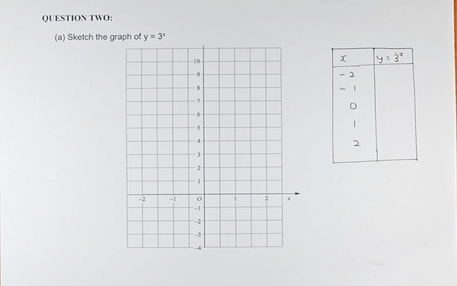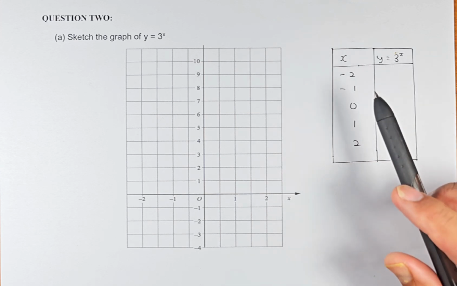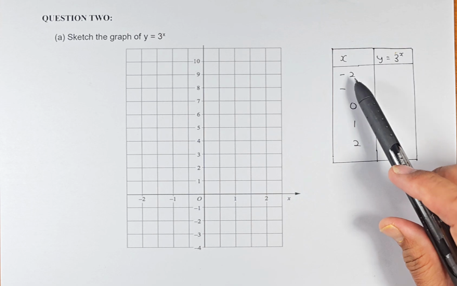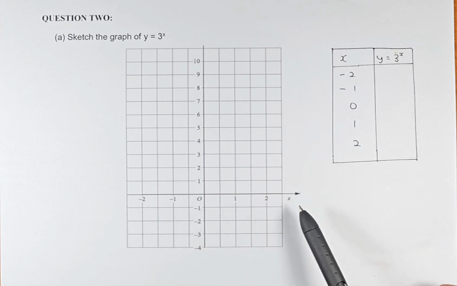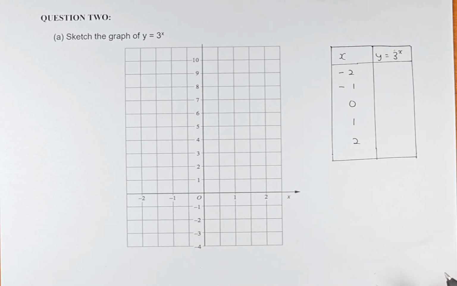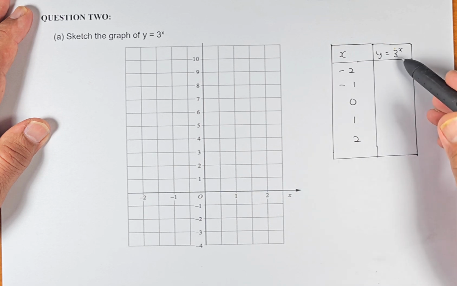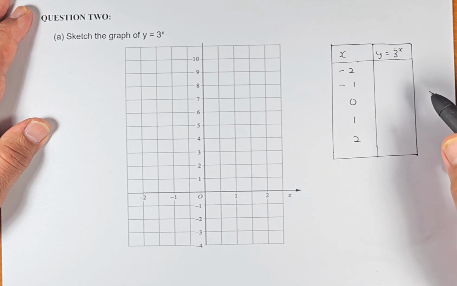To do that, we have to plot a table of x and y. So we know that y equals 3^x. So what we're going to do, we're going to put the value of x from minus 2 to 2 because the graph has minus 2 to 2. So we don't need to go any more than 2 and less than minus 2. So we're going to substitute all these values of x into this equation. We're going to do the positive numbers first because it's easier.